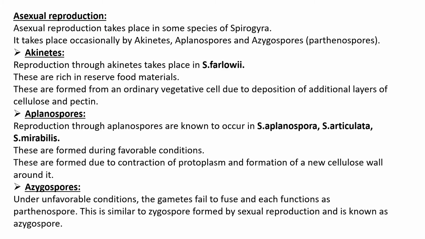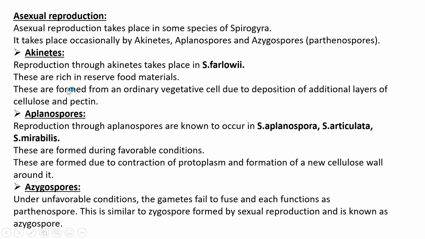Then we will see the different types of asexual reproduction. Asexual reproduction takes place in some species of Spirogyra. It takes place occasionally by akinetes, aplanospores, and azygospores. Akinetes: akinetes are found in Spirogyra farlowi.